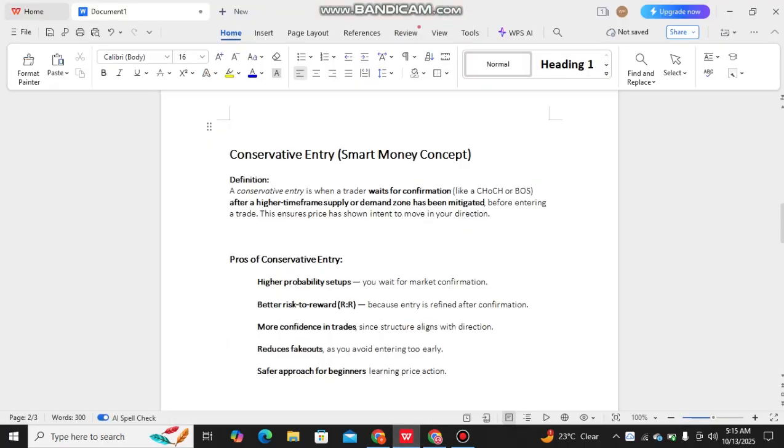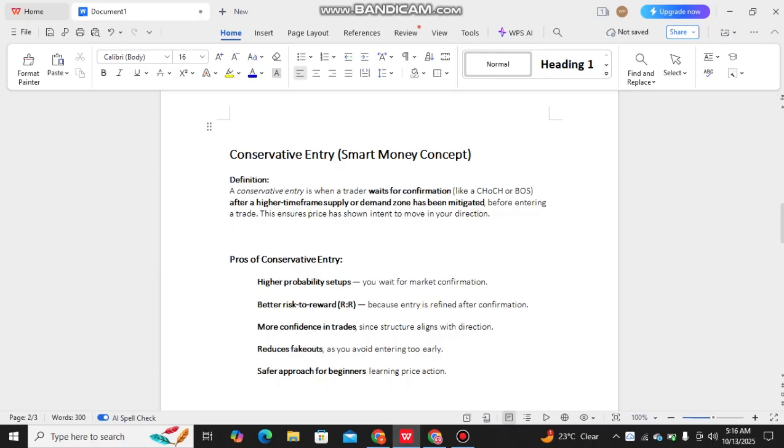Yeah, so the pros of conservative entry is you have higher probability setups because you wait for a confirmation. You wait for price to show that it's really going in that direction. Number two is you have a higher risk to reward because your entry is refined after your confirmation. So you get a tighter stop loss and a higher risk to reward. Number three is more confidence in the trades you take.